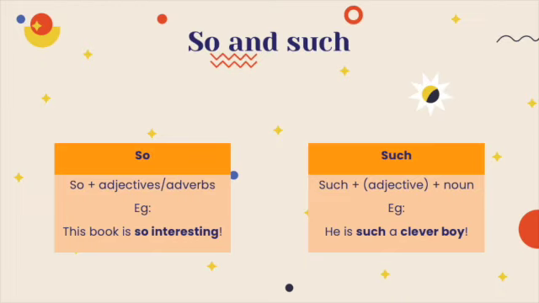And then we have "such". Such is followed by the adjective plus noun. The example of the sentence is, he is such a clever boy. So clever is adjective and boy is the noun. So that would be the answer for what part of speech follows "so" and "such". So is followed by adjective, such is followed by adjective plus noun.